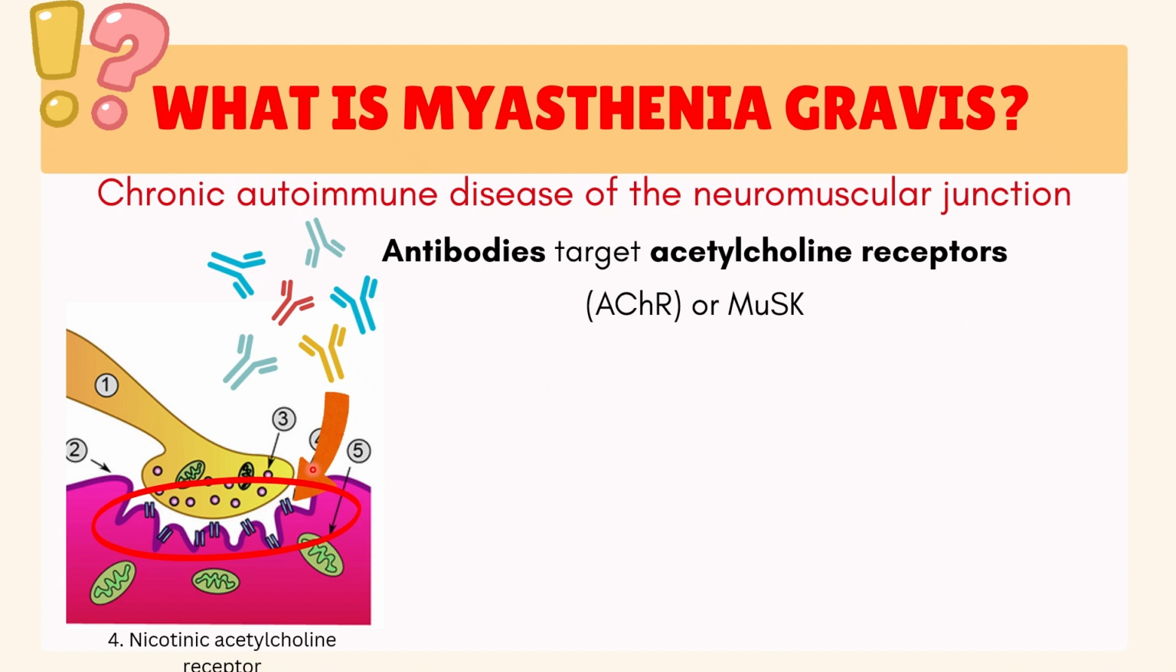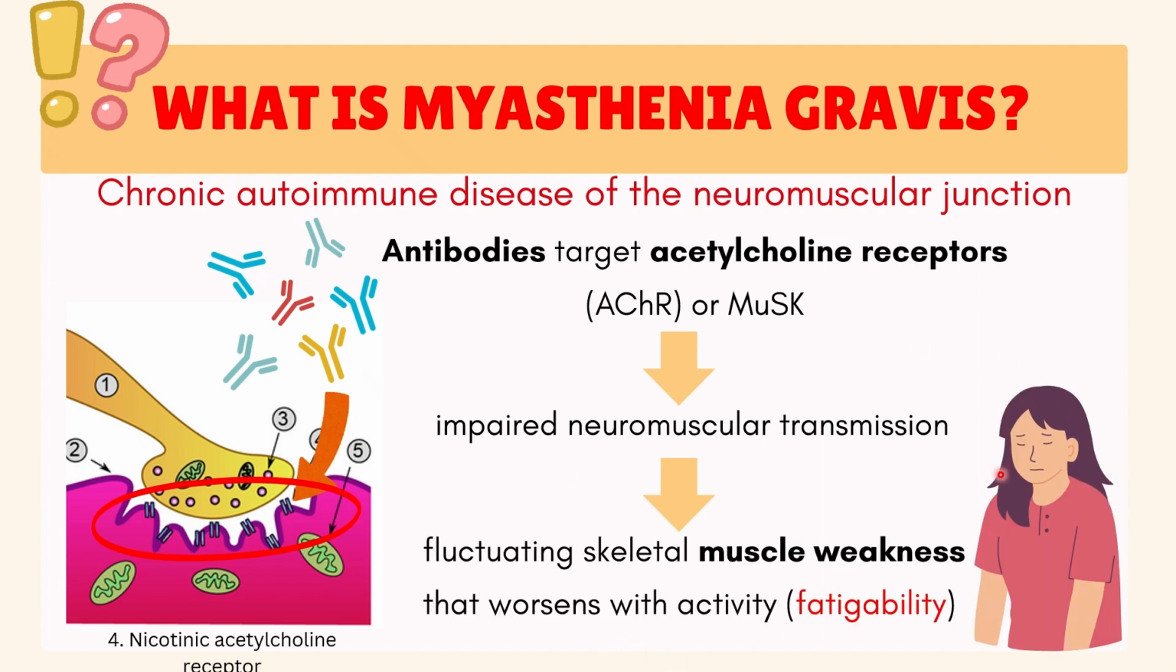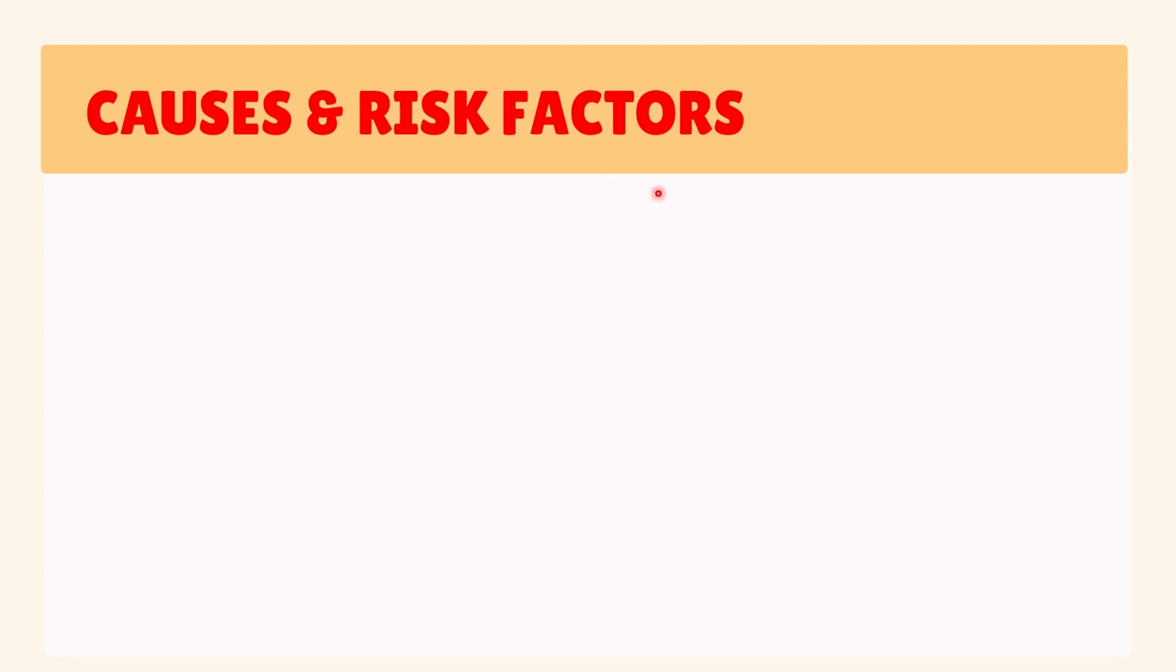With fewer receptors available here, the signal from the nerve to the muscle becomes weak and unreliable, thus resulting in impaired neuromuscular transmission. This leads to the hallmark feature of myasthenia gravis, muscle weakness that fluctuates, worsening with activity and improving with rest. Now, let's see what the causes and risk factors are.